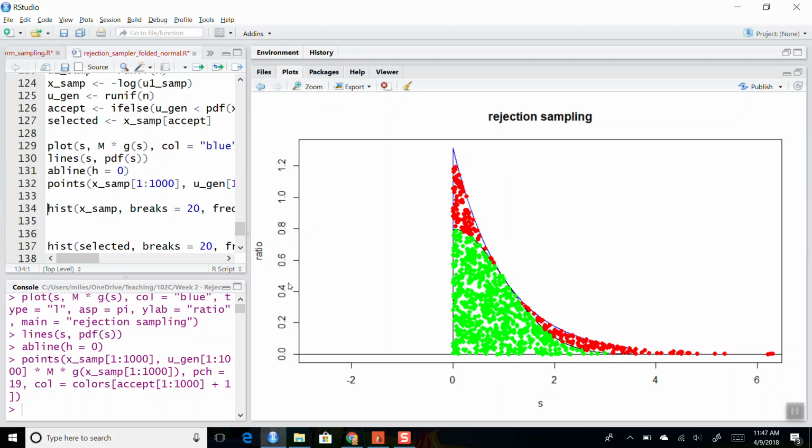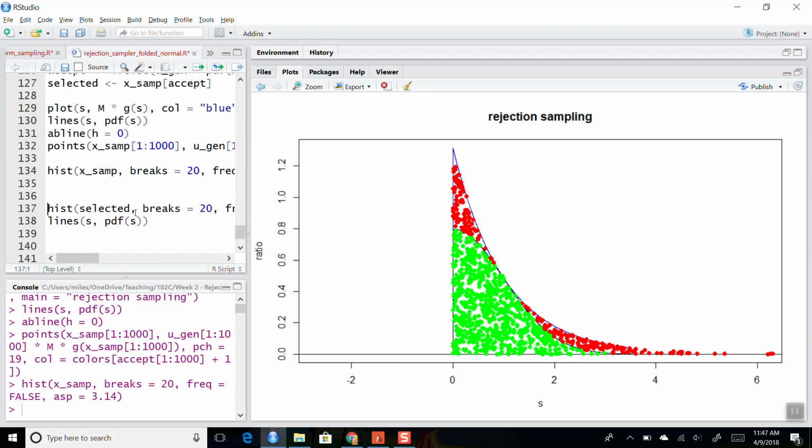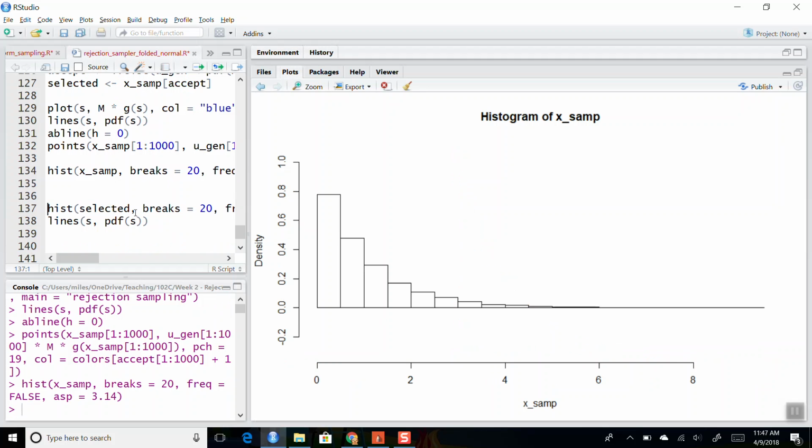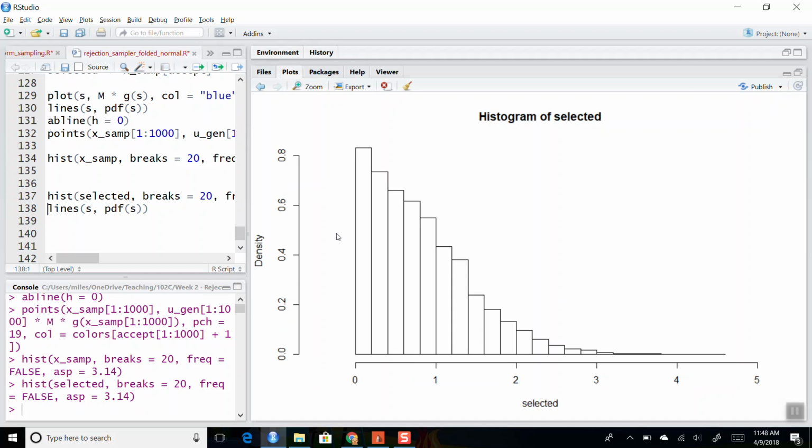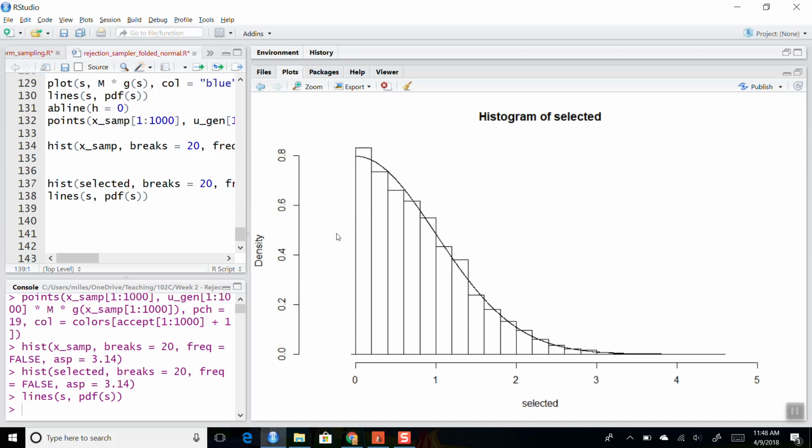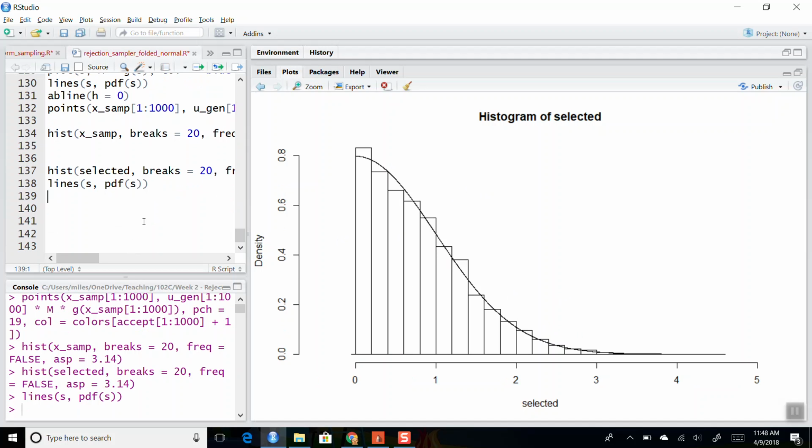Okay, and if I draw a histogram of the sampled points, so these are the proposed points, the histogram of the proposed points follows the exponential, and we don't have very many out at 8, but we do. Whereas the histogram of the accepted points follows the normal distribution quite closely.